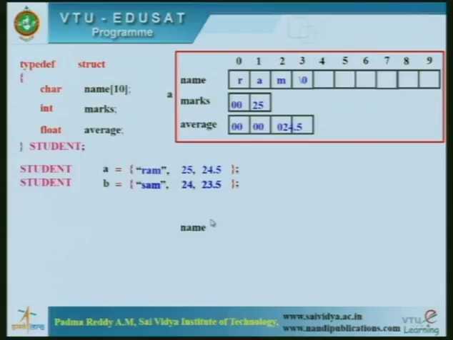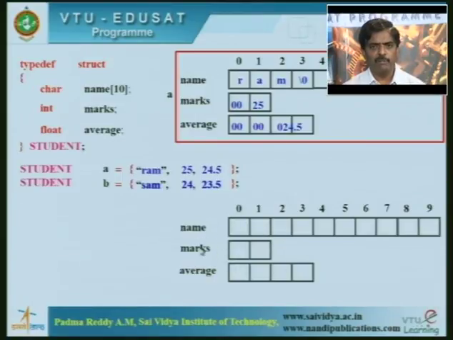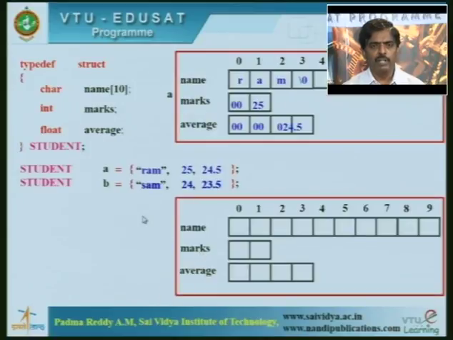Now, memory will be allocated for name with 10 bytes, and then for marks how many bytes? 2 bytes. Then what is the next field we have? Next field is average. For average, how many bytes? 4 bytes of memory will be allocated. Now, if you observe, all these memory locations identified by name, marks and average will be given a common name. What is the common name given here? B. So, here I write B.